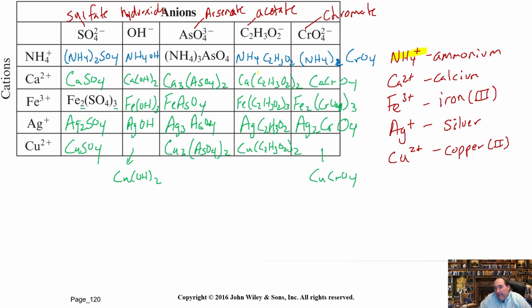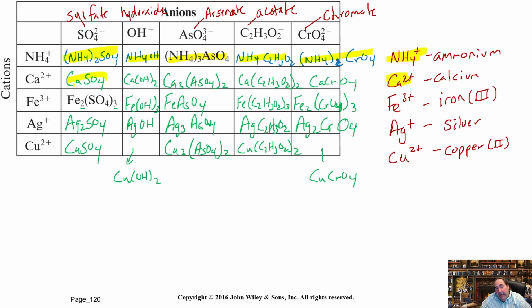All right, so starting here, that is a polyatomic ion, which means don't have to worry about Roman numerals, just use the whole name. So that's going to be ammonium sulfate, ammonium hydroxide, ammonium arsenate, ammonium acetate, ammonium chromate. Here, that's calcium, which is a type 1 metal, no Roman numeral needed.